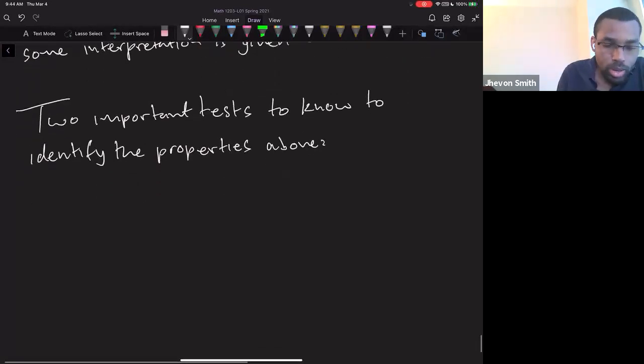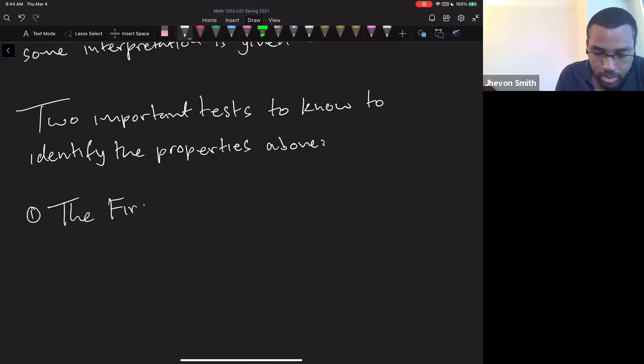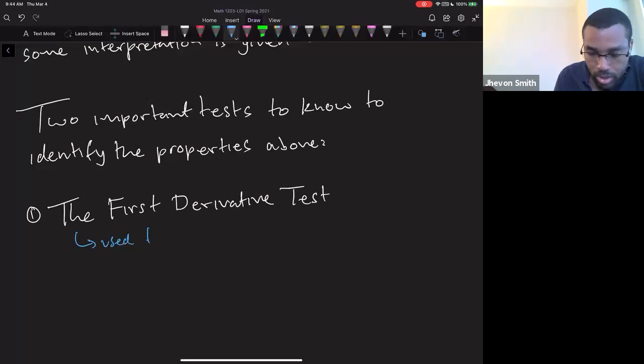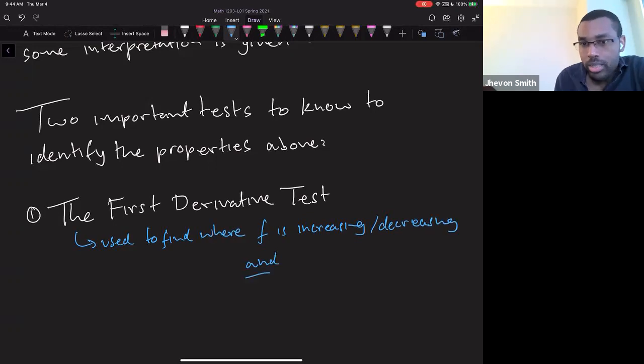Right? So one is called the first derivative test. Obviously, it involves the first derivative. This is used to find where f is increasing or decreasing. And bonus, it turns out we can also use it to find where f has maximums or minimums.